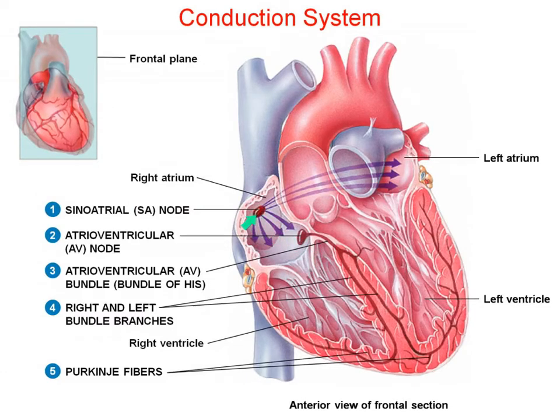So what happens is the SA node depolarizes, and that depolarization will spread via gap junctions to all the neighboring myocytes through the right atrium, through the left atrium. All of the atrial myocytes depolarize, therefore calcium enters, which leads to contraction. So this leads to atrial systole. Okay, so the action potential will travel, and at some point here at the base of the atrium, close to the atrioventricular septum, you have the atrioventricular or AV node.